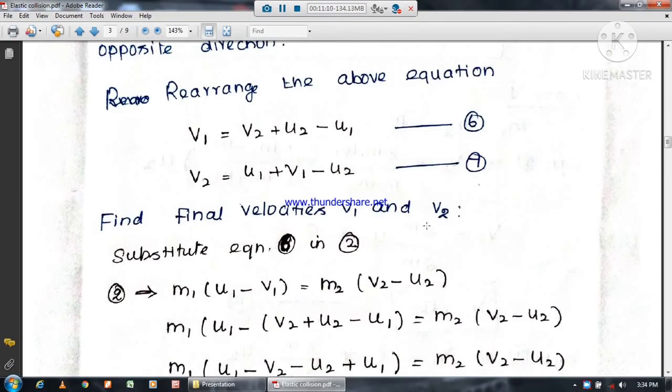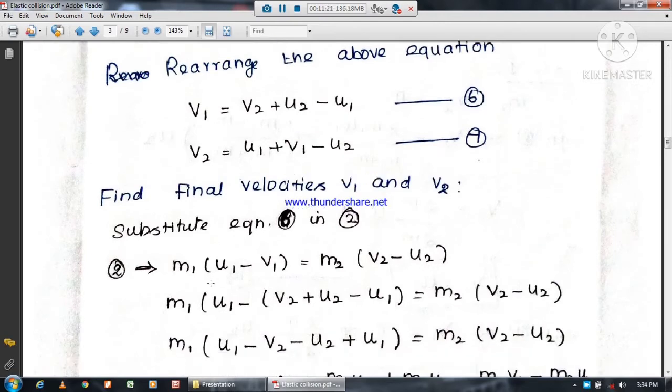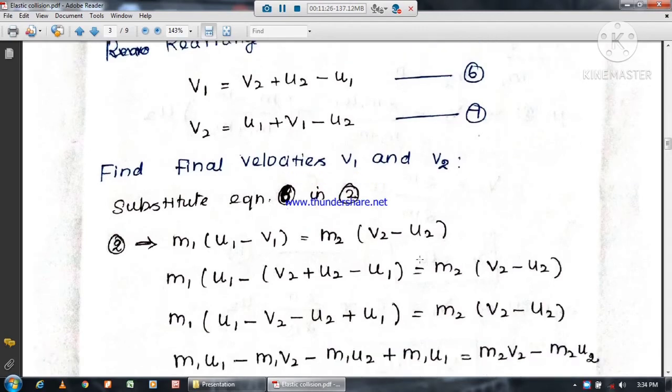Now we substitute equation number 6 in equation number 2, that is the momentum equation, right? Substitute this 6 in that equation. Equation number 2 is m1 into u1 minus v1 is equal to m2 into v2 minus u2. You substitute this v1, that is v2 plus u2 minus u1. In this equation, we get m1 into u1 minus v1, that is v2 plus u2 minus u1, is equal to m2 into v2 minus u2.